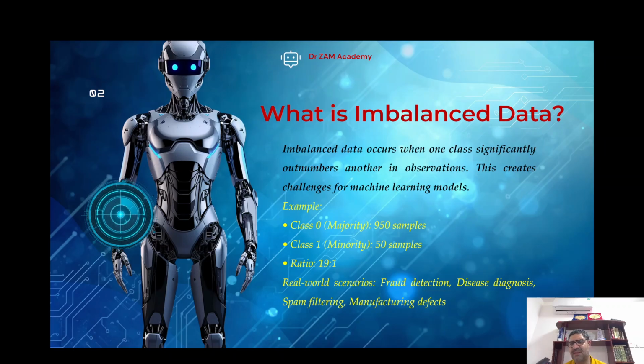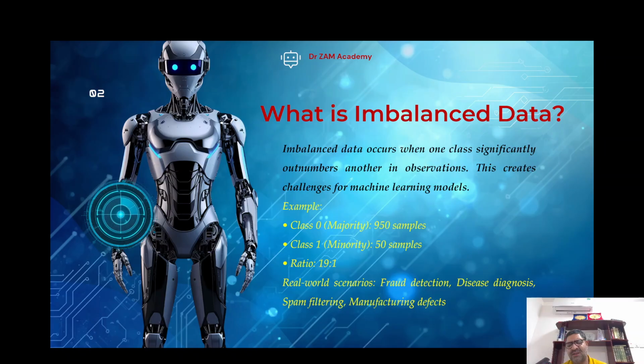What is imbalanced data, first of all? Imbalanced data occurs when one class significantly outnumbers another in observations. If you have a majority class and a minority class, and the majority class completely outnumbers the minority class, then we say this is imbalanced data. This creates challenges for machine learning models.